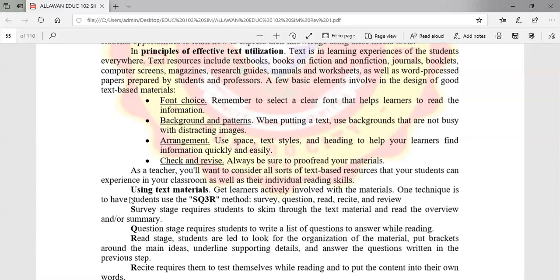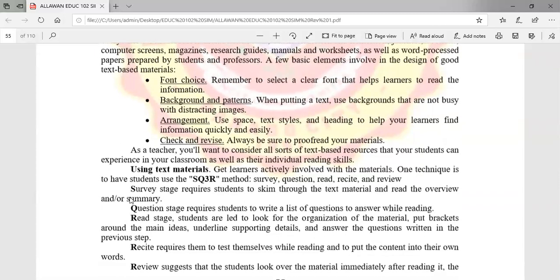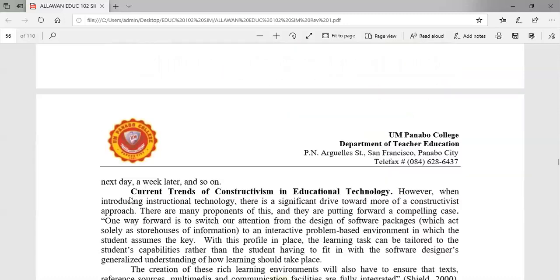Then Q, the question stage, requires students to write a list of questions to answer while reading. The first R is the read stage. The students are led to look for the organization of the material and put brackets around the main idea. This is the basic reading comprehension skill. Another R is recite, which requires them to test themselves while reading and to put the content into their own words. And lastly, the last R is review, which suggests that students look over the material immediately after reading it. Those are the SQ3R method.